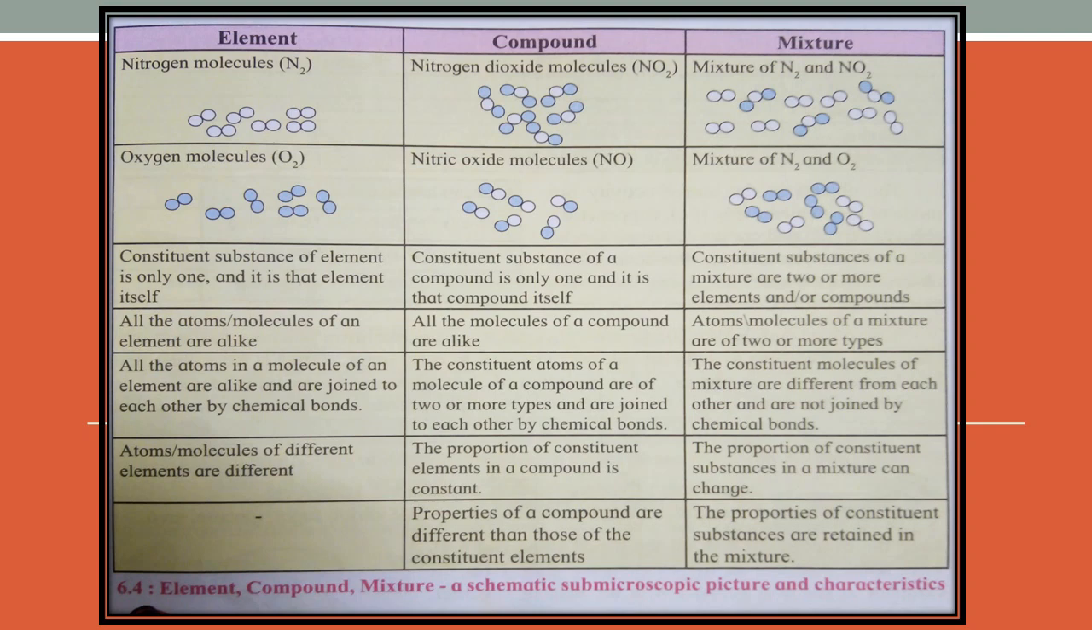Now why is it different? Because in this, two types of atoms are present. Two types of atoms are joined together to form a compound. That's why the properties of a compound are different.